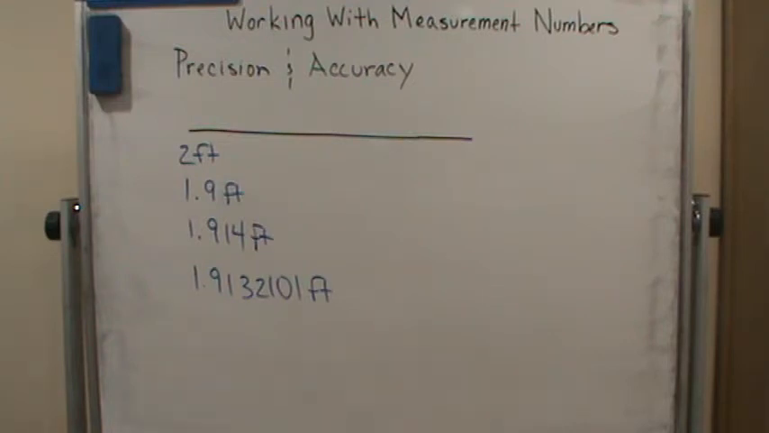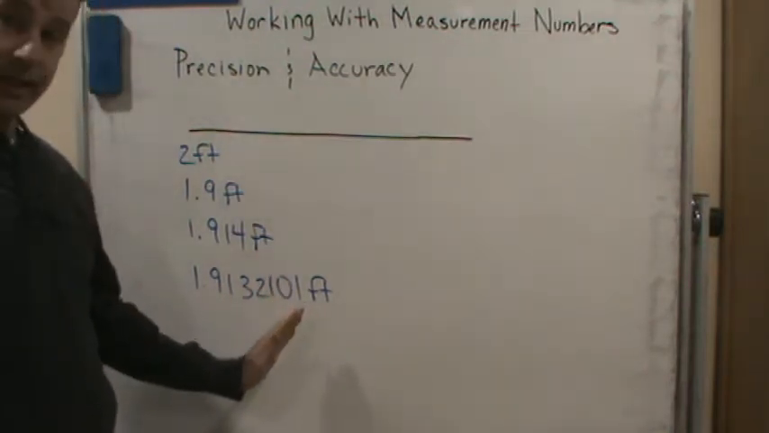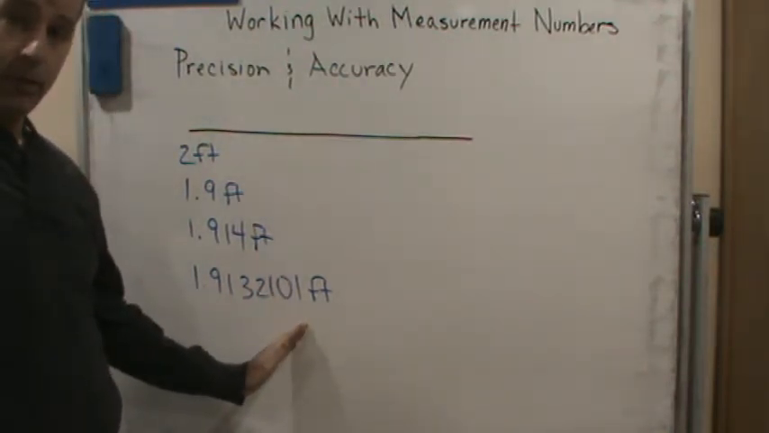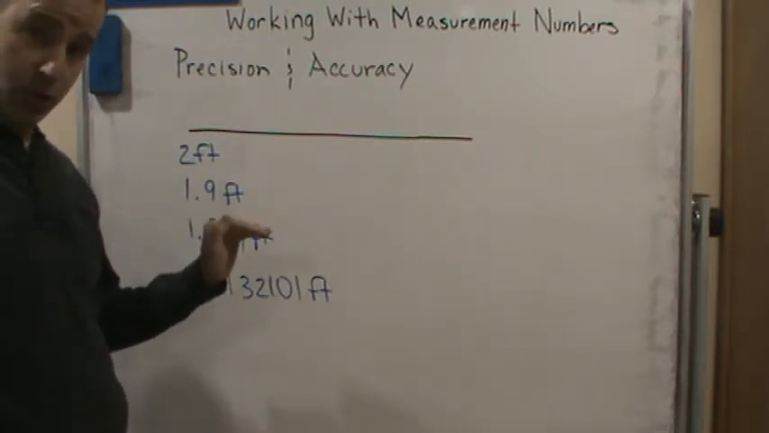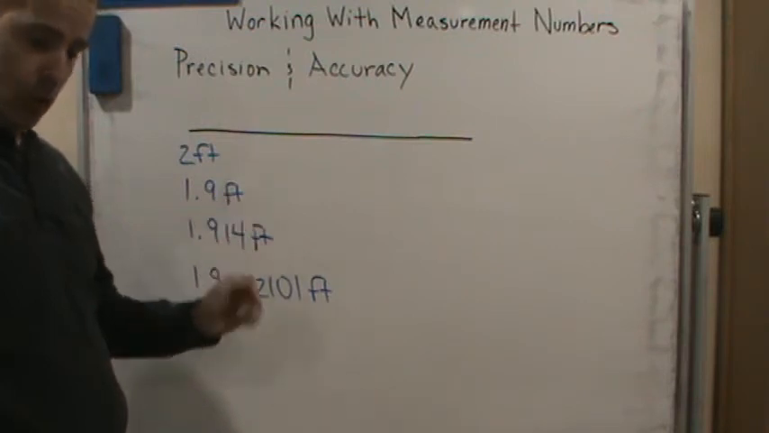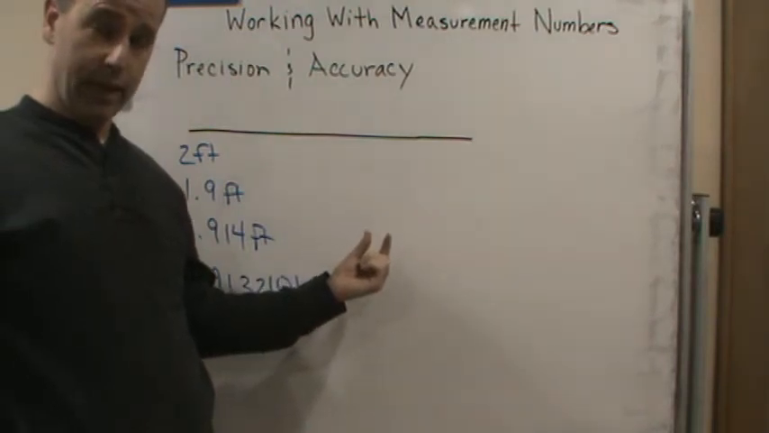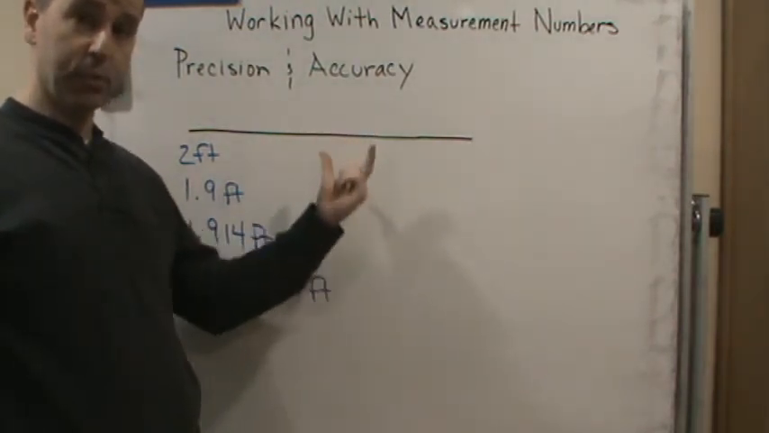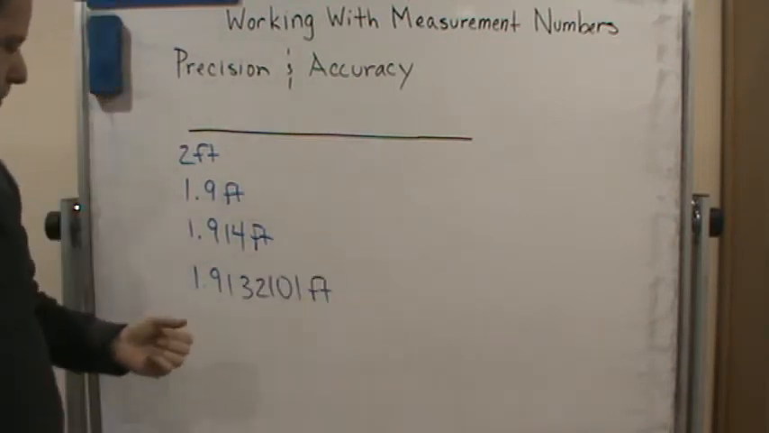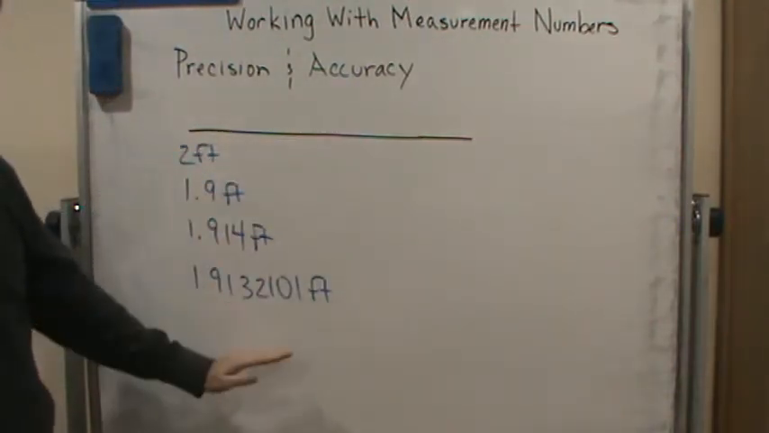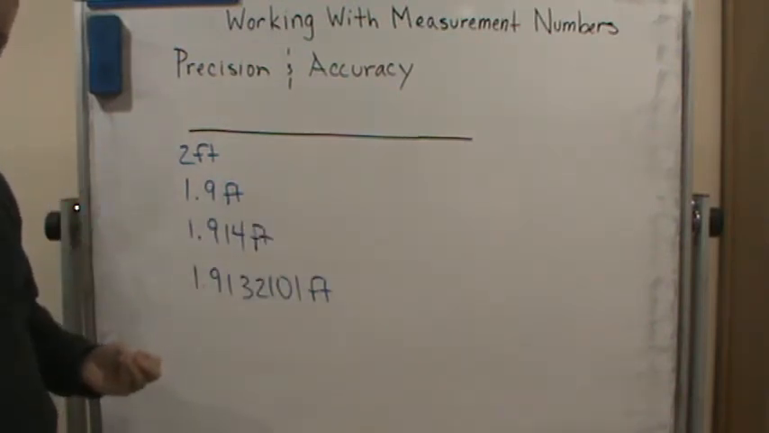So the precision is based on how many decimal places you can measure out to, and that is only limited by the instrumentation you're using. Whether I'm using a ruler or a micrometer, the difference in precision is going to be big. So that's what precision is: how many decimal places am I going out in my measurement?